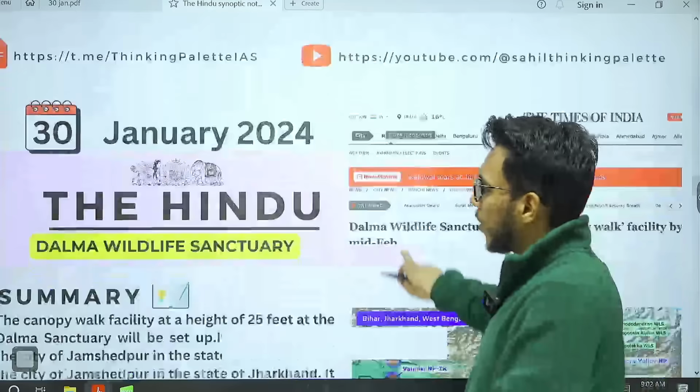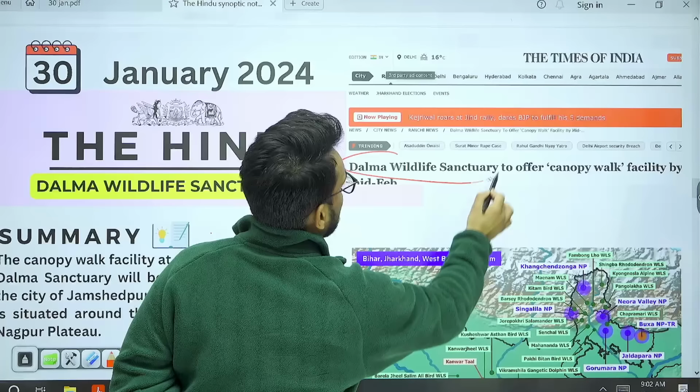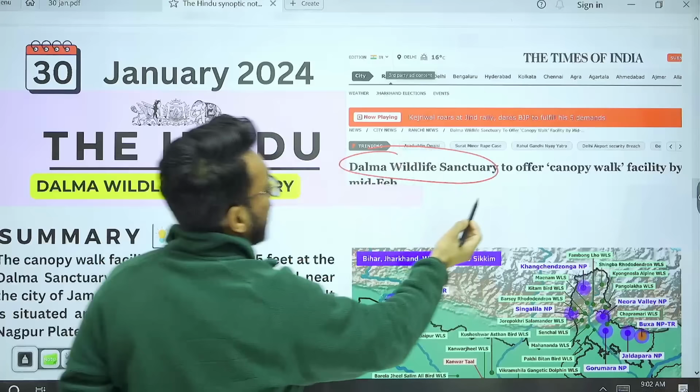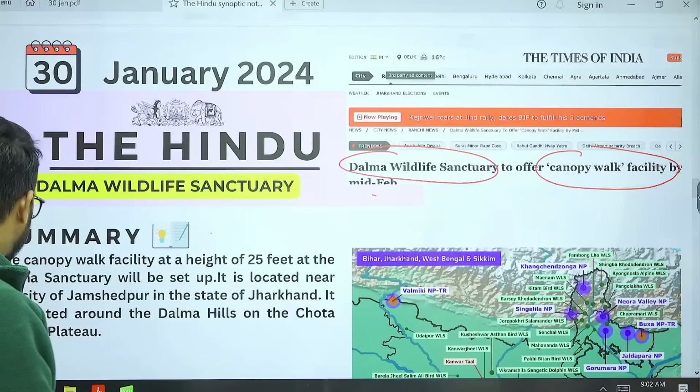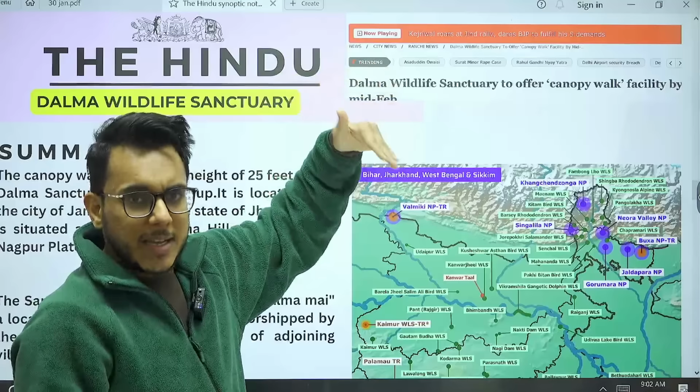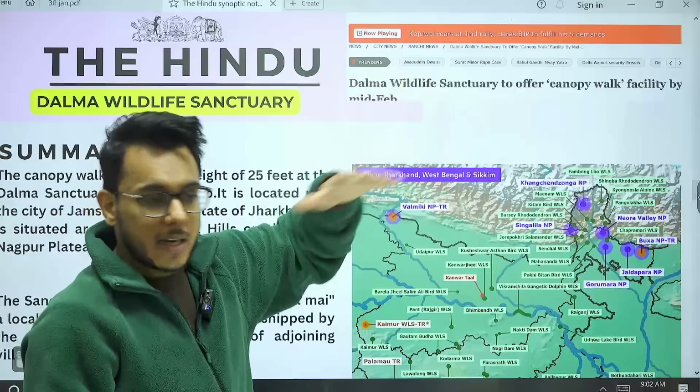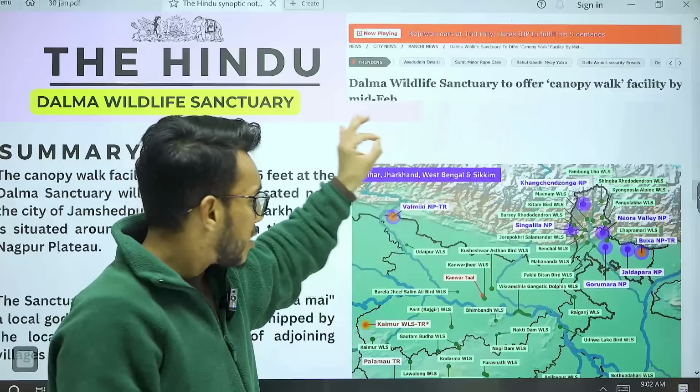Okay. Then, here we see that Dalma Wildlife Sanctuary is in news. This article is from Times of India. Dalma Wildlife Sanctuary to offer canopy walk facility by mid-February. The canopy walk facility will be provided at a height of around 25 feet, which will enhance the experience of visitors visiting there, and in a better way, they will be able to see visually the wildlife, flora, and fauna in Dalma. Therefore, the Dalma Wildlife Sanctuary is in news.